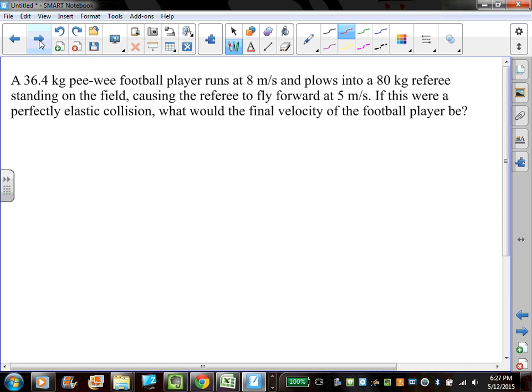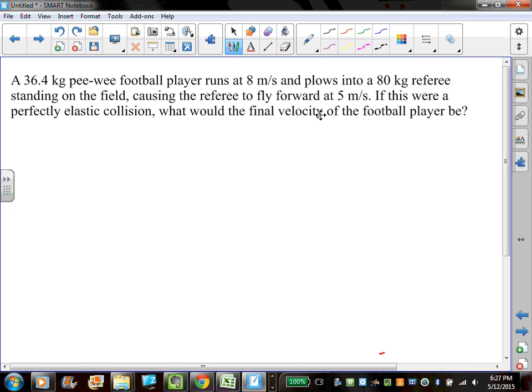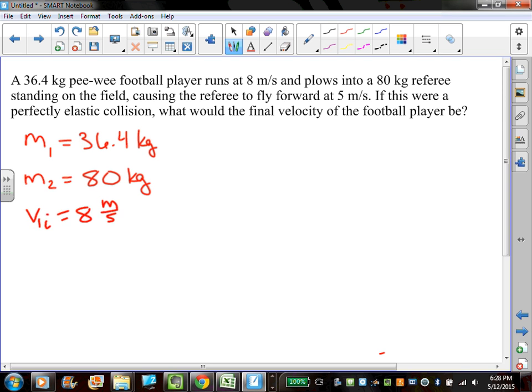So let's write out what our knowns are. And I'm going to make this pen a little bit skinnier so that I don't waste a ton of space. But we have the mass of the kid. We're going to call him m1. So that is 36.4 kilograms. We've got the mass of the referee. That's going to be mass 2. That is 80 kilograms, okay? That little kid is starting to run at 8 meters per second. And then we know that in the end, let's see, do we have enough information?